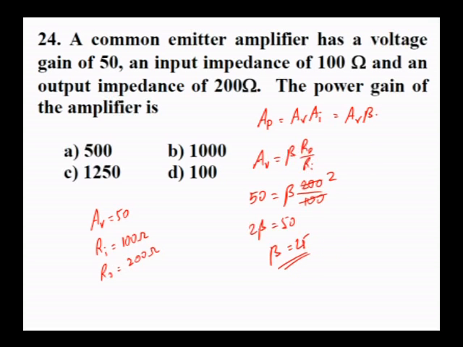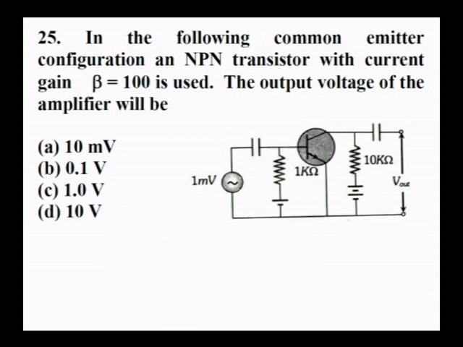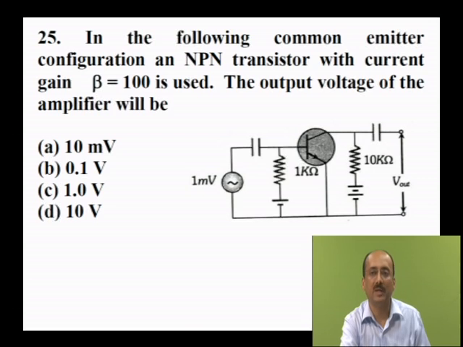Now you go back and substitute. Power gain AP will be equal to AV, which is 50. That is what I have substituted here. And AI, that is beta, is 25. So 25 into 50 is 1250. The choice is C.